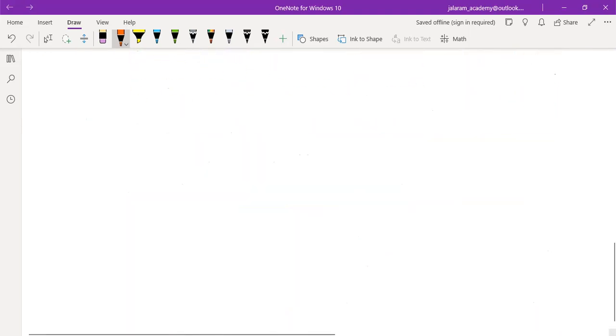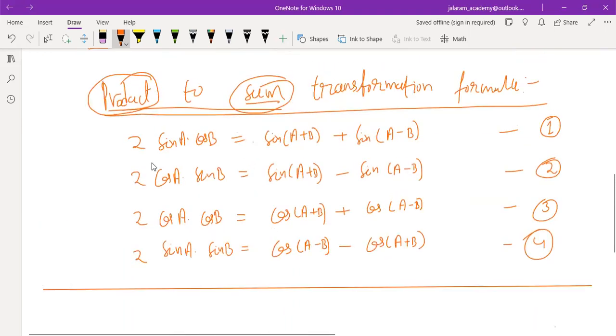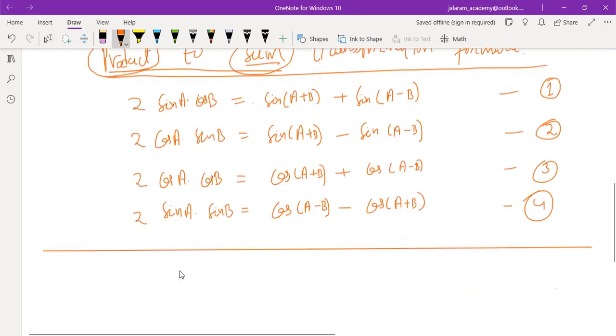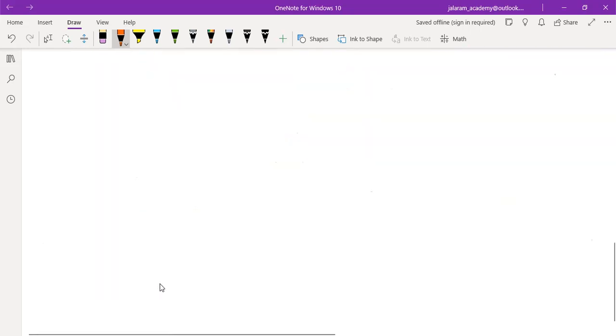So now, how to change them in the opposite direction, sum to product form. Sum to product transformation formula. So look at the first formula. So what is this? It is 2 sin A cos B.